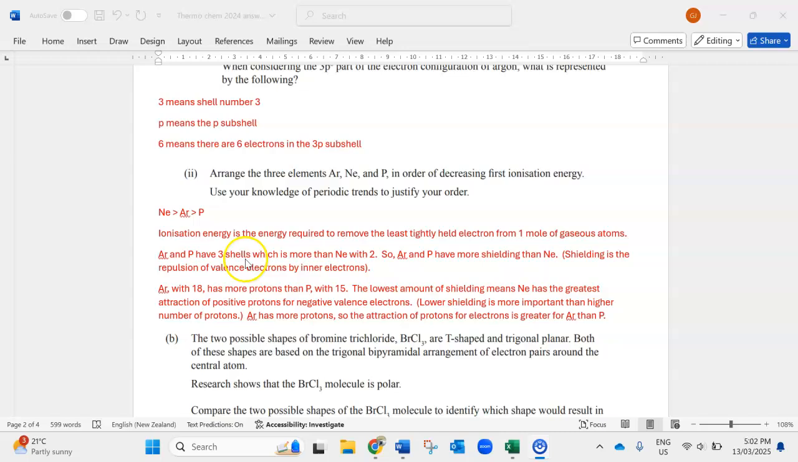So we spoke first about that SPA, so shells and shielding, and then protons, and then talk about attraction. Argon and phosphorus have the same number of shells, 3, but argon has more protons. So the attraction of protons for electrons is greater for argon than phosphorus, and I've already given them my order.